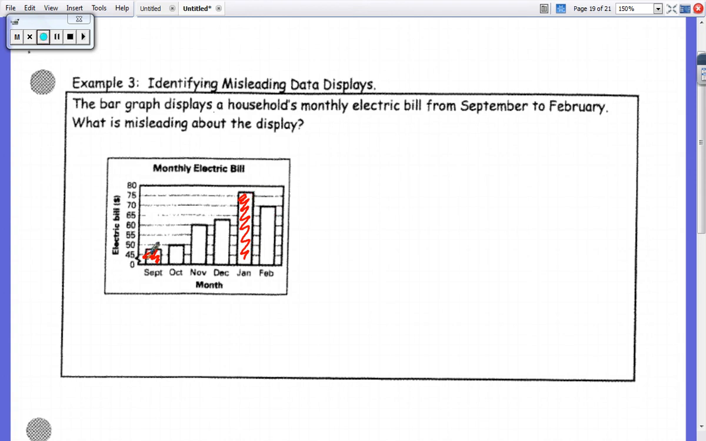However, when you really look at the numbers, September's electric bill was approximately $48. January's was approximately $78. So when you look at the difference, that's only a $30 difference, which is not much, but it looks like a whole lot more. This break over here causes the graph to look like the amount of money is bigger between September and January. So the break causes it to look much different than it is.